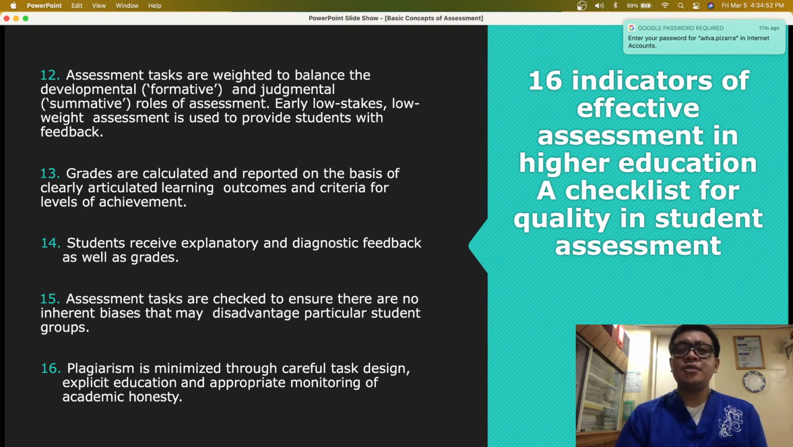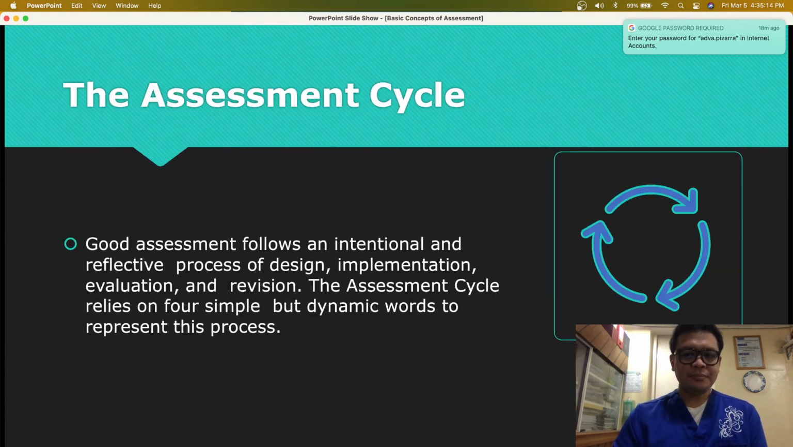It's one way for us to make sure that the quality of student assessment is being noted and not being taken for granted. It's also very important that we are always guided as educators through these 16 indicators of effective assessment, so that it's being implemented, evaluated, and applied to the students. So I would like to talk about the assessment cycle.